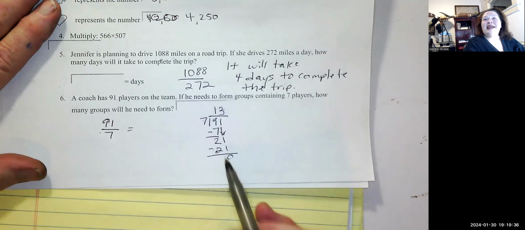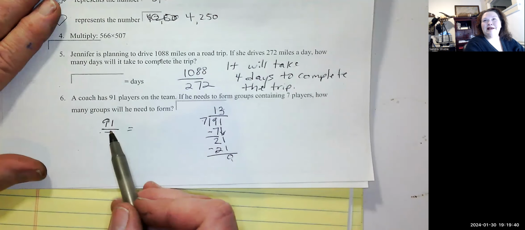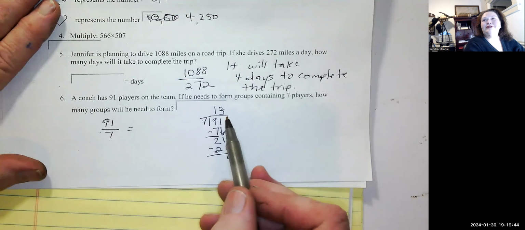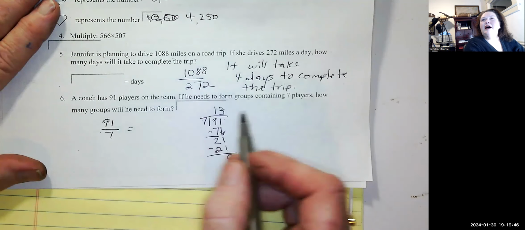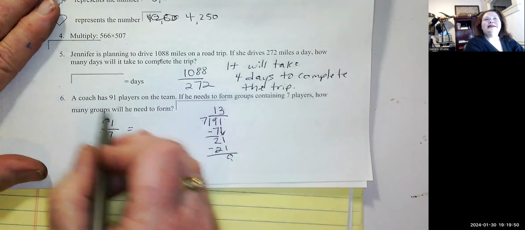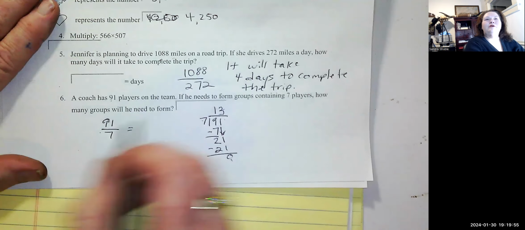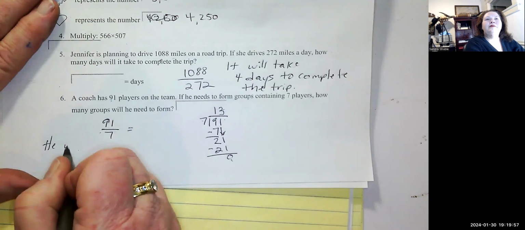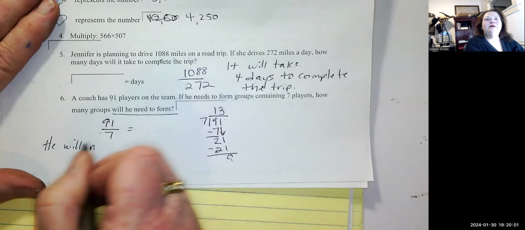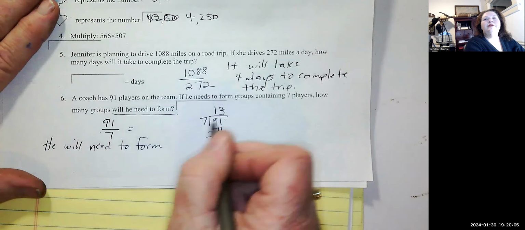13. It came out with a 0, no remainder. That's perfect. We have just enough baseball players to make exactly 13 groups, 13 teams, of 7 players. He'll be able to form 13 teams with 91 players. So what's the question? How many groups will he need to form? He will need to form 13 groups. Just answer exactly this way.